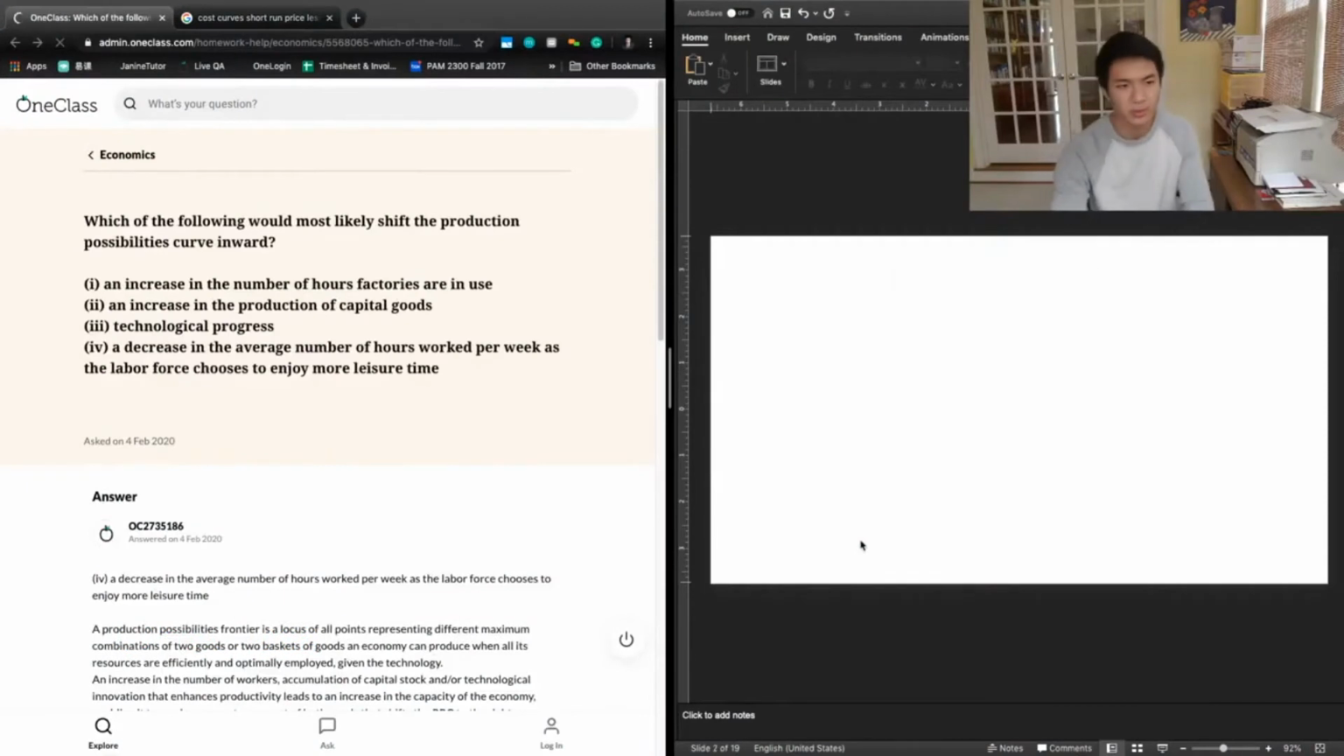So the next question says, which of the following would most likely shift the production possibilities curve inward, right? And so remember, our production possibilities curve is going to look something like this.